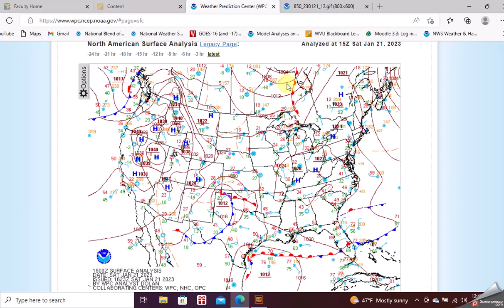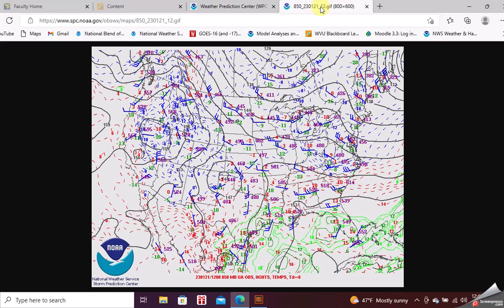Now say I want to look at the same thing, but I want to look at it aloft. So we know that pressure is changing as you go upwards. So this would be an 850 millibar pressure chart.